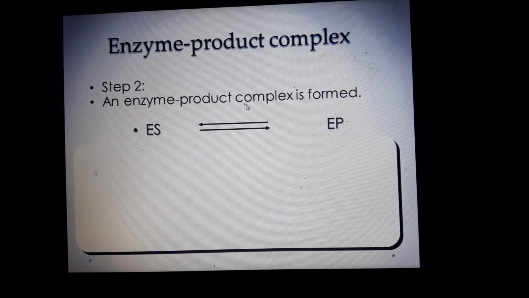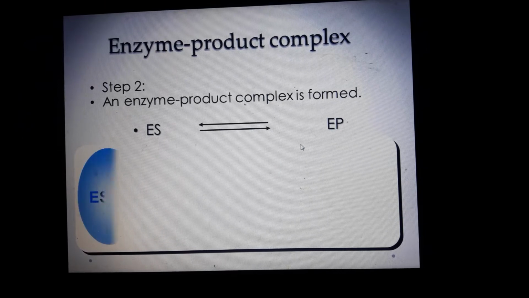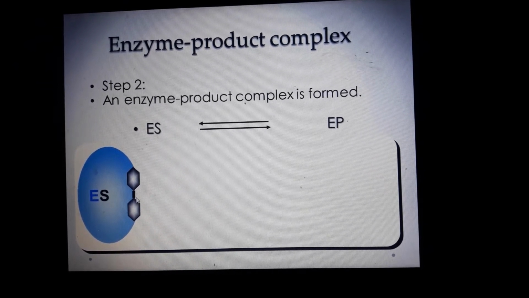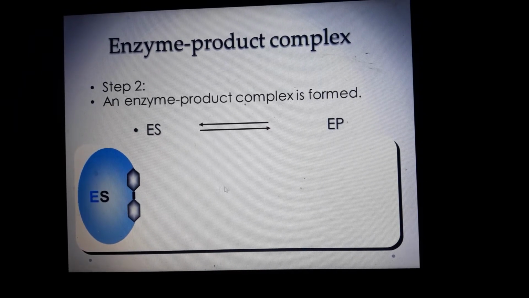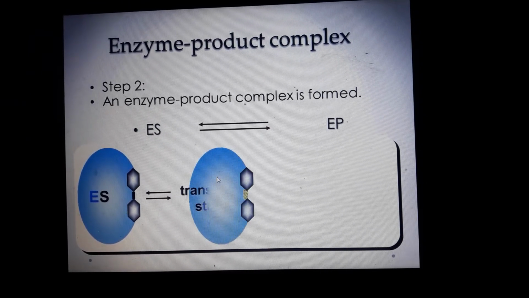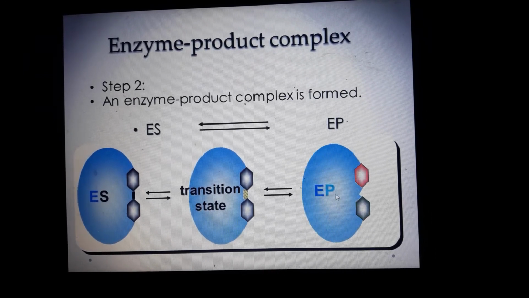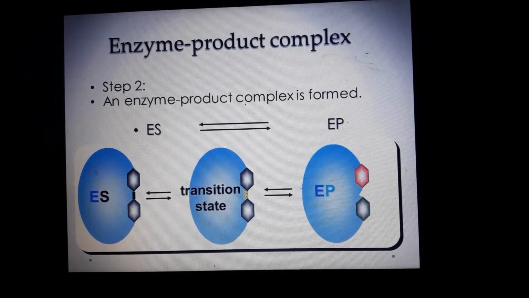Next, step 2, enzyme product complex. An enzyme product complex is formed. We have ES, and usually that is a reversible reaction. So we have the enzyme product complex. Earlier, ES is your enzyme substrate complex. Then it undergoes reactions, has the transition state, then forms the enzyme product complex.